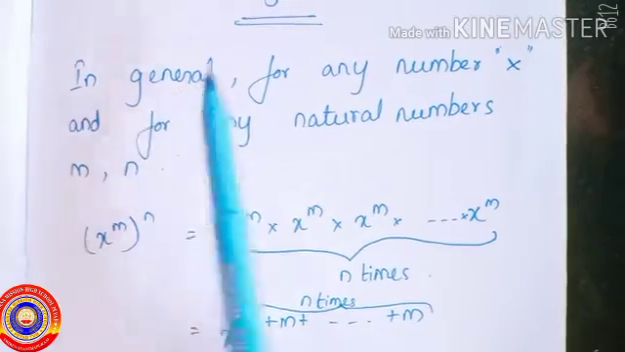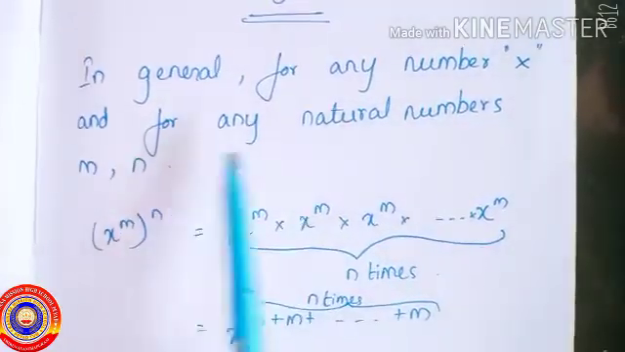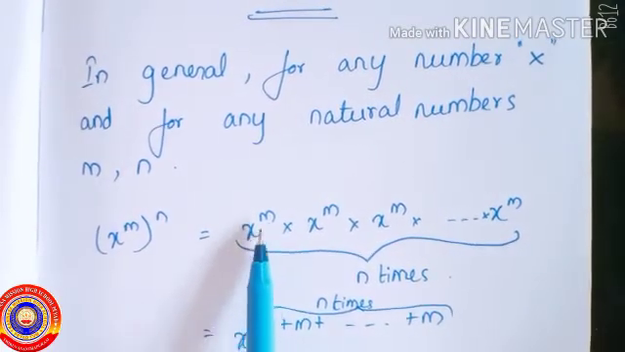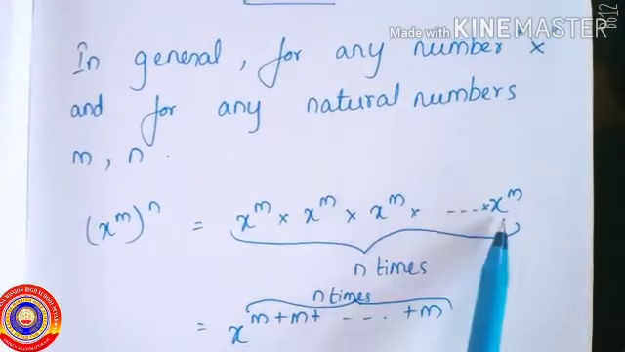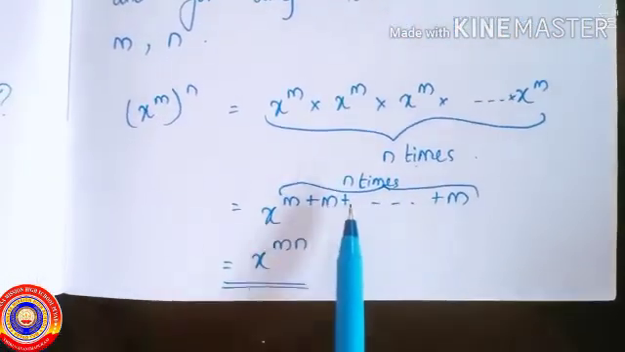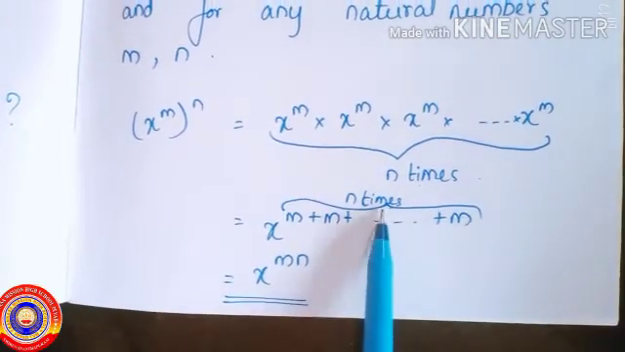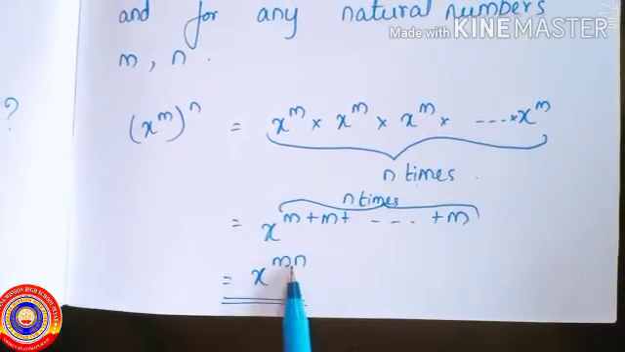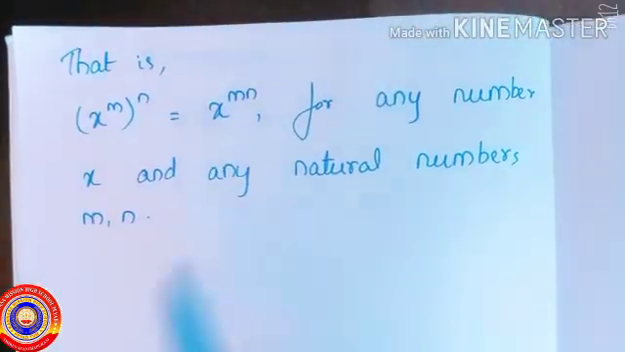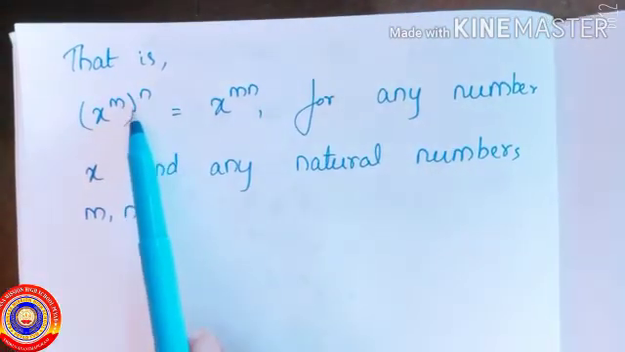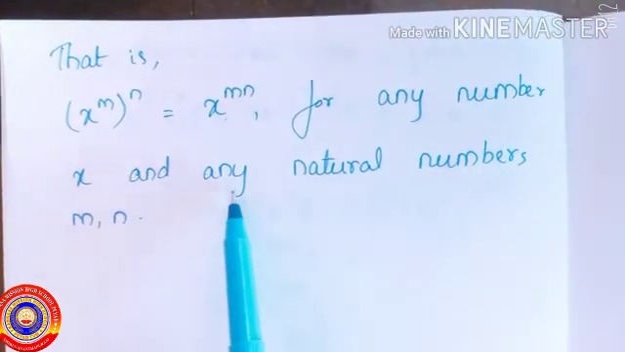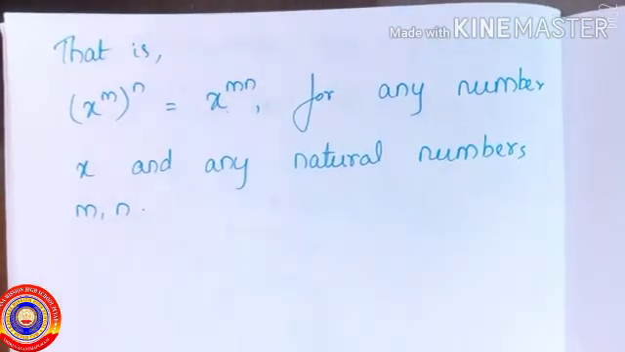In general, for any number x and for any natural numbers m and n, x raised to m the whole raised to n is equal to x raised to m into x raised to m into x raised to m, etc., for all n times. That is equal to x raised to m plus m, etc., up to m n times, which is equal to x raised to mn. That is, x raised to m the whole raised to n is equal to x raised to mn for any number x and any natural numbers m and n.